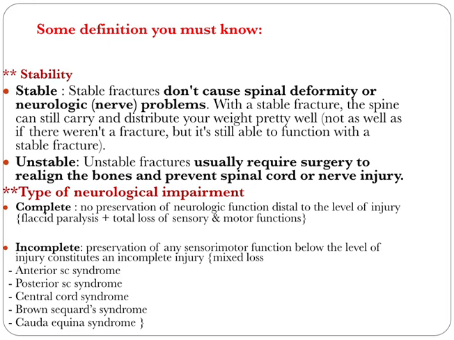Definitions you must know about spinal trauma. First is stability. Stable fracture is a fracture that doesn't cause any spinal deformity or neurological impairment, while unstable fracture is a fracture that causes spinal deformity or neurological impairment and normally requires surgery to prevent further spinal cord or nerve injury.